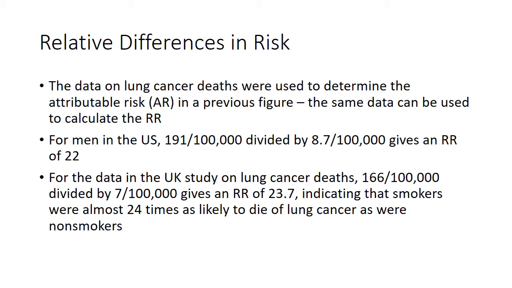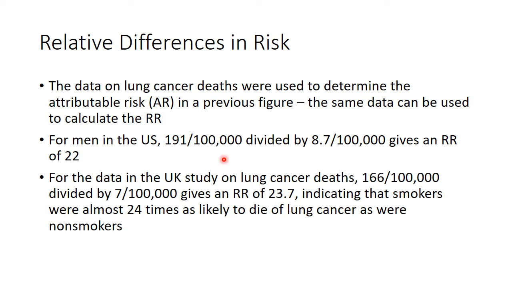Essentially, for these male patients in the US, you just take that number, 191 per 100,000 people per year, divided by your non-smokers, which was 8.7 per 100,000. The 100,000s cancel out, so you just have 191 divided by 8.7, and you end up with a relative risk of 22. That means those male smokers had a risk that was 22 times higher than non-smokers of dying from lung cancer.